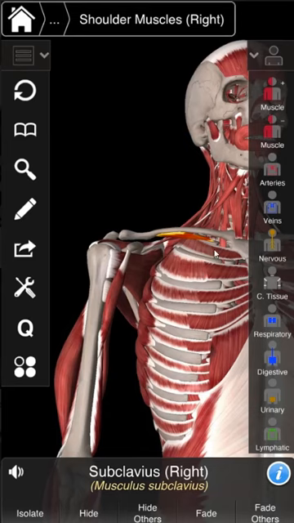But at any rate, for now, subclavius originates from the costal cartilage, so that cartilage on the first rib, and inserts there on the inferior surface, so underneath, on the clavicle. All that it really does is help stabilize your clavicle, help stabilize the sternoclavicular joint, and in terms of major actions, it's going to be a depressor of the clavicle. So it's going to cause depression at the scapulothoracic articulation. But as I said, not often involved clinically, so not a whole lot going on there.